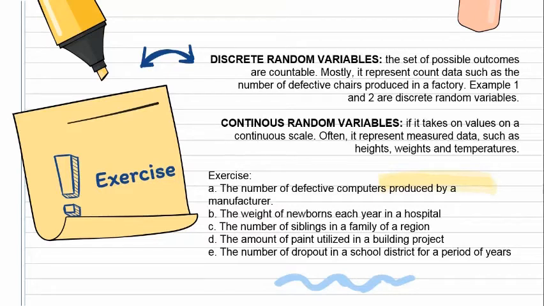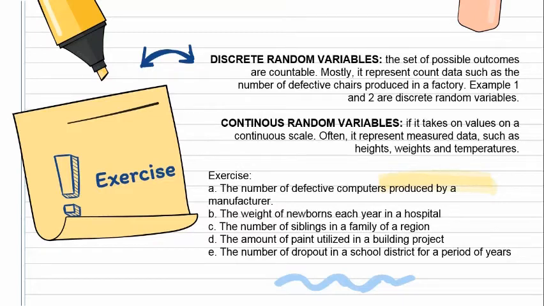For the continuous random variables, it takes on values on a continuous scale, meaning on an interval. Often it represents measured data such as height, weights, and temperatures. So in this example, we're going to determine if it is discrete or continuous. The first one, the number of defective computers produced by a manufacturer. This is an example of discrete because obviously this is countable.